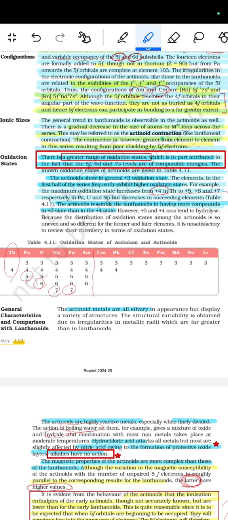The actinoids resemble the lanthanoids in having more compounds in the +3 state than in the +4 state. However, the +3 and +4 ions tend to hydrolyze. Because the distribution of oxidation states among the actinoids is so uneven and so different from the former and later elements, it is unsatisfactory to review their chemistry in terms of oxidation states.